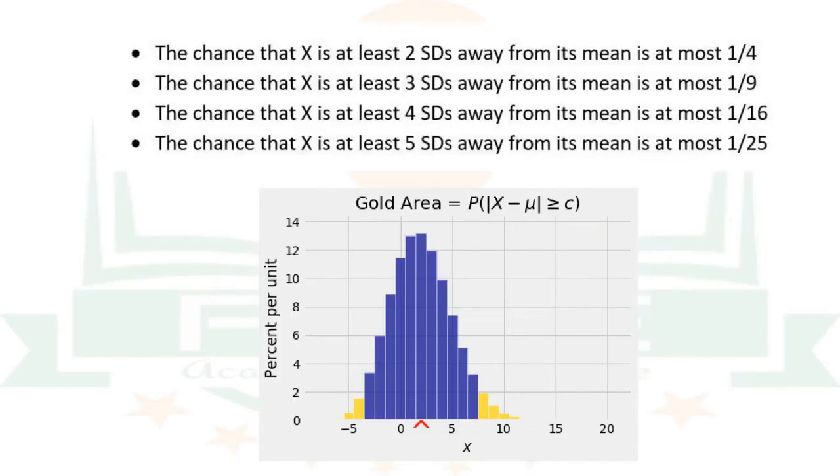Now let's substitute the values for k. When k is equal to 2, we get that the chance that X is at least 2 standard deviations away from its mean is at most 1 by 4. And similarly, when we substitute k equal to 3, 4 and 5, we get the chance that X is at least 3 standard deviations away from its mean is at most 1 by 9, and for 4 standard deviations away from its mean is at most 1 by 16, and at least 5 standard deviations away from its mean is at most 1 by 25.